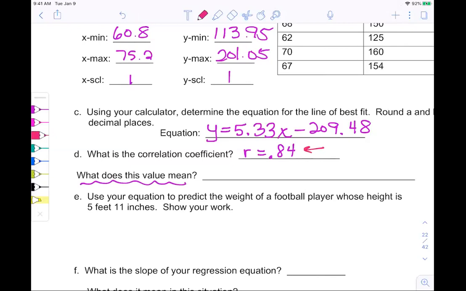Can anybody explain what that value means? Knowing that the warm-up that we did, R equals 1, and it was a perfectly straight line. So that's the warm-up that we looked at. It was a perfectly straight line when the R value was 1. Maddie, could you try and explain what 0.84 means?